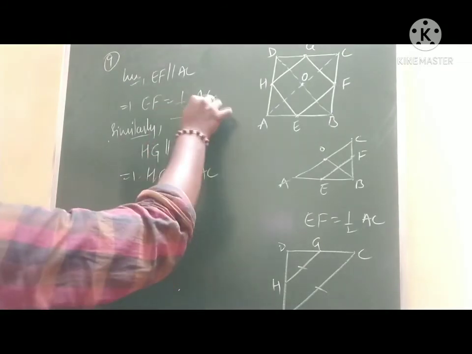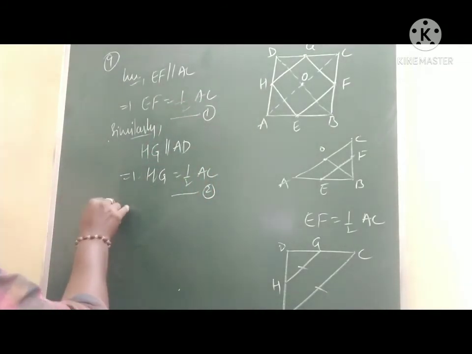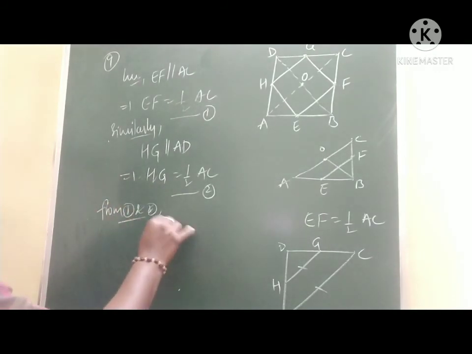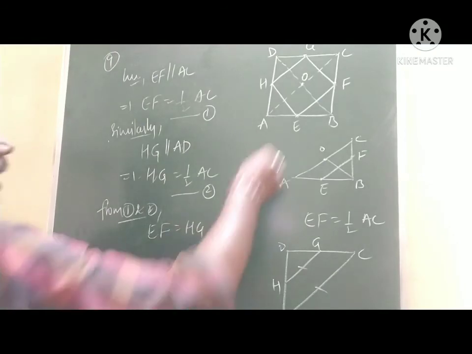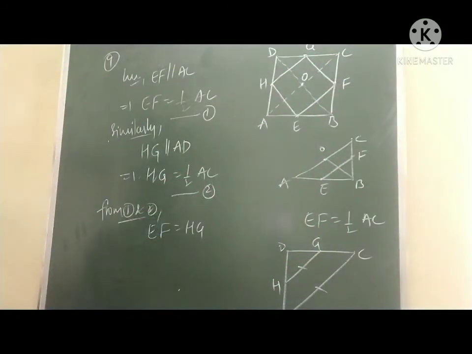Now let me take this as 1 and 2. So we have half AC common. So from 1 and 2, EF is equal to HG. So I have successfully proved that in the quadrilateral the opposite pair is equal.